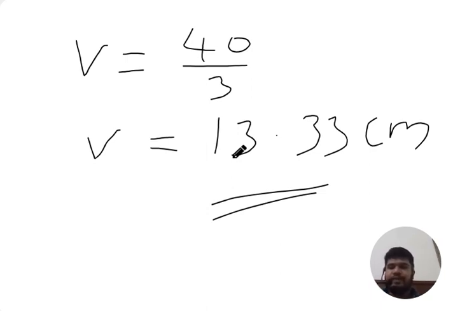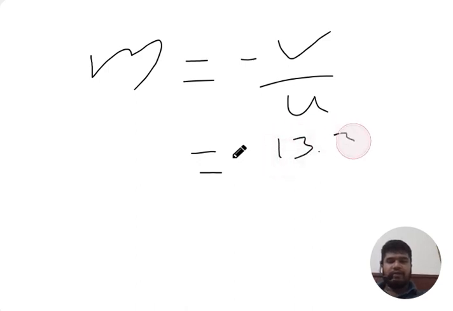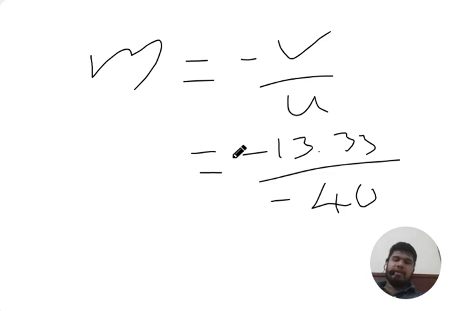Next, we need to find the magnification. The magnification m is equal to minus v by u. Then here v is 13.33, divided by u equal to minus 40, and also a minus, and then we will get m is equal to 0.333.